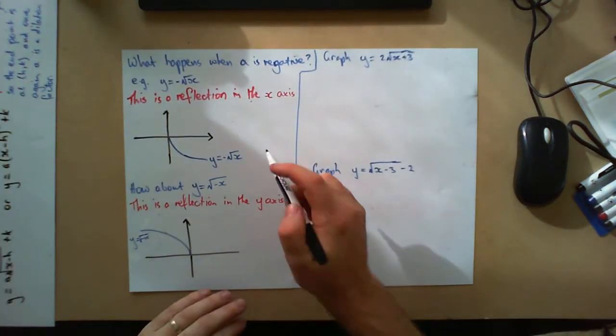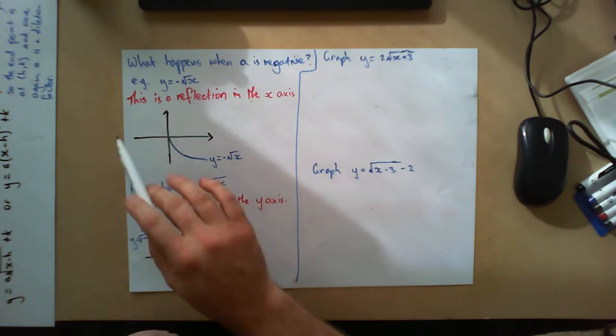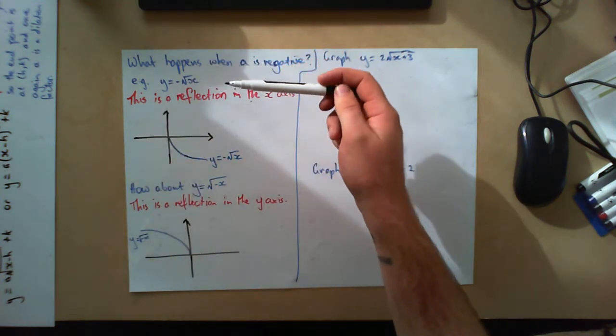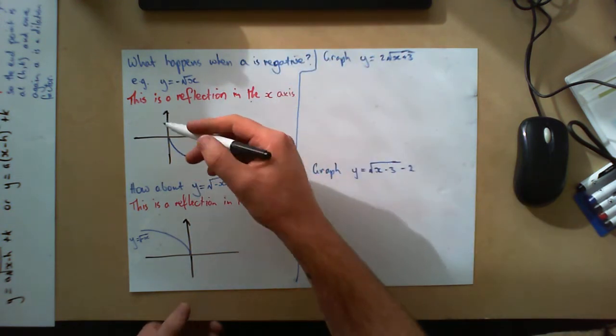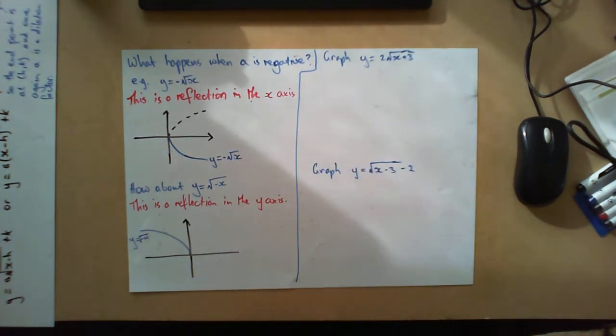So what happens when that a is negative? When that a is negative, we get that other half of that graph that we had. So this is our reflection. Formally, though, it's known as a reflection in the x-axis. It's reflected down. It was up there, and now it's being reflected down.